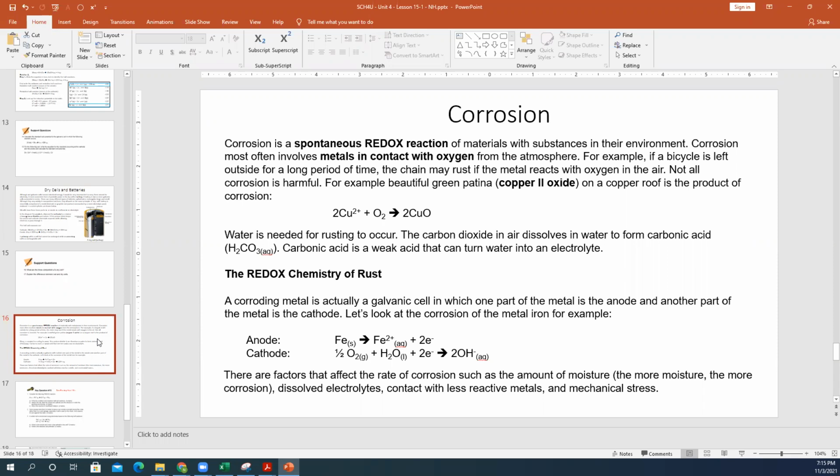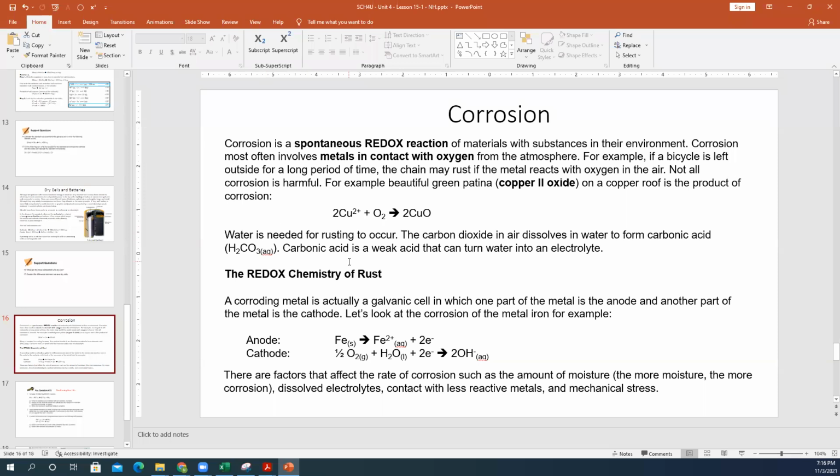For example, iron railings or iron fences, things that have iron, quickly oxidize when reacting with the oxygen in the atmosphere and form rust, or iron oxide. And also you see copper oxide, which is that green color that you see when copper starts to rust. Sometimes you have copper roofs and they start to rust, and you have that beautiful green patina of copper oxide. There's the reaction for that.